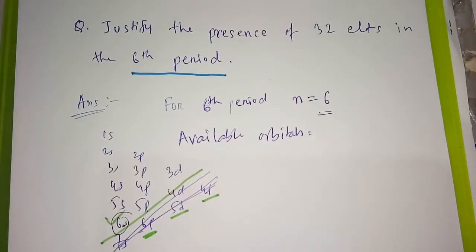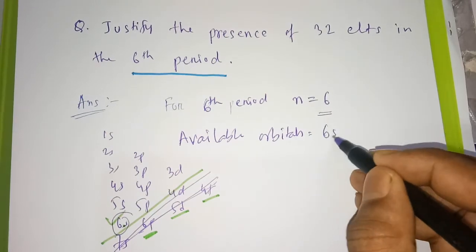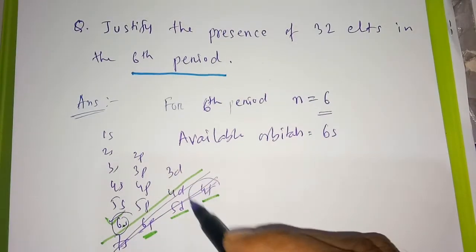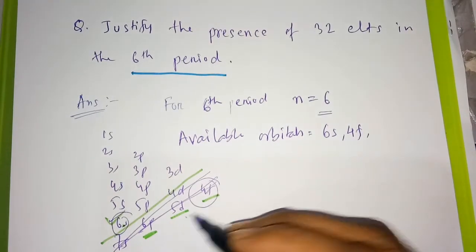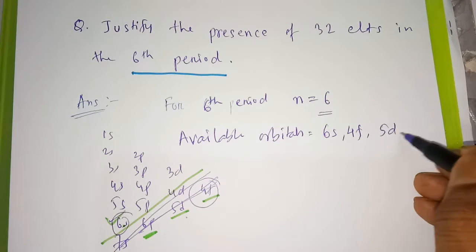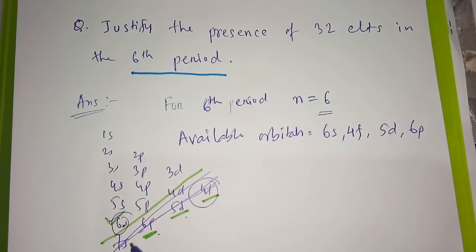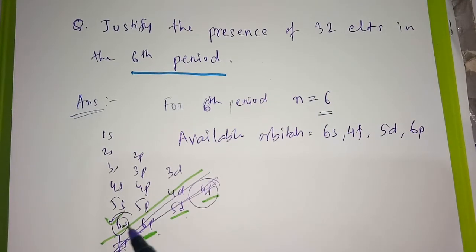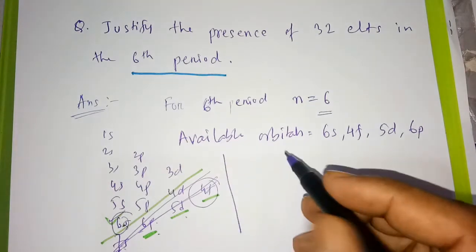So these things you have to write down, that after 6s we have 4f, then 5d, then 6p. Now you cannot take the 7s because 7 is the higher quantum number. So from 6 you have to remember you have to start from s ends to p. So available orbitals are these.